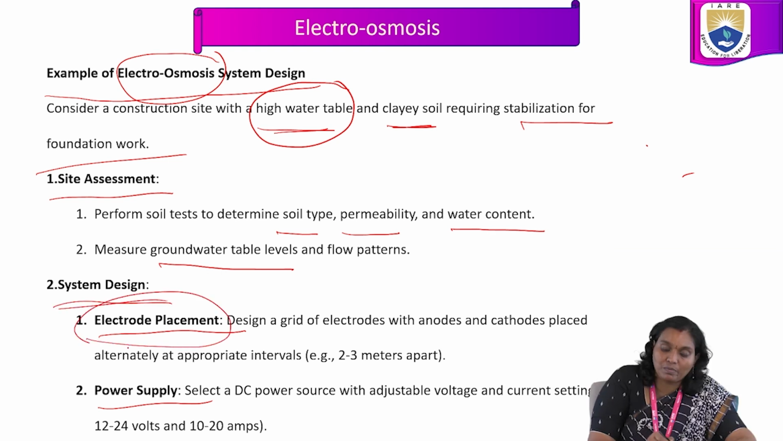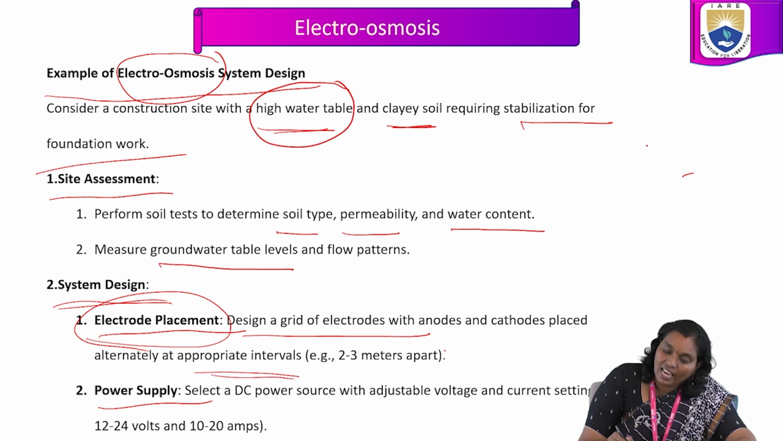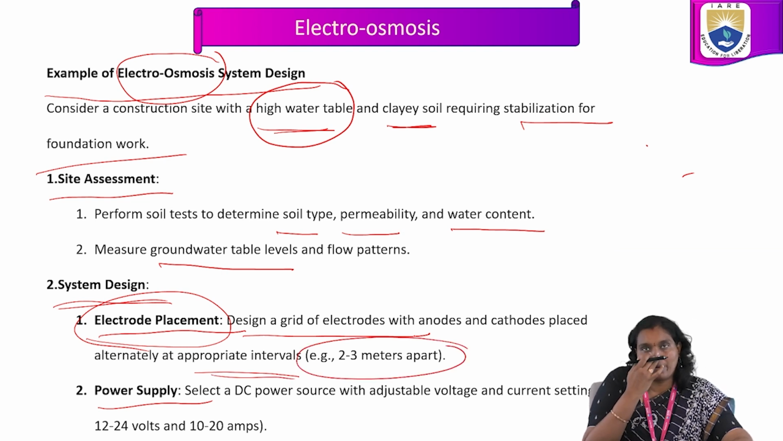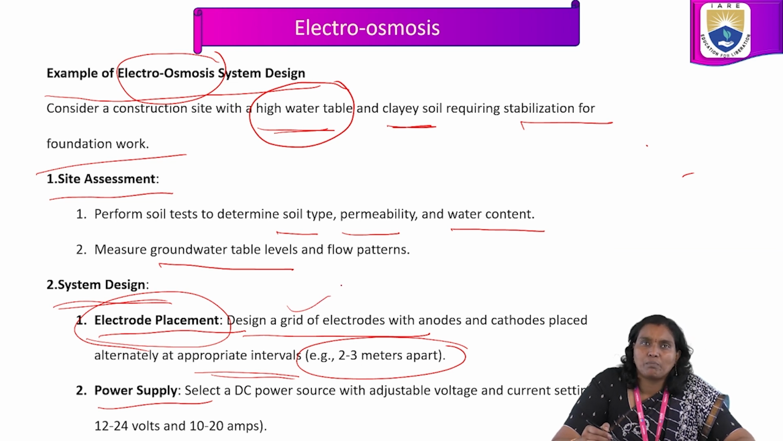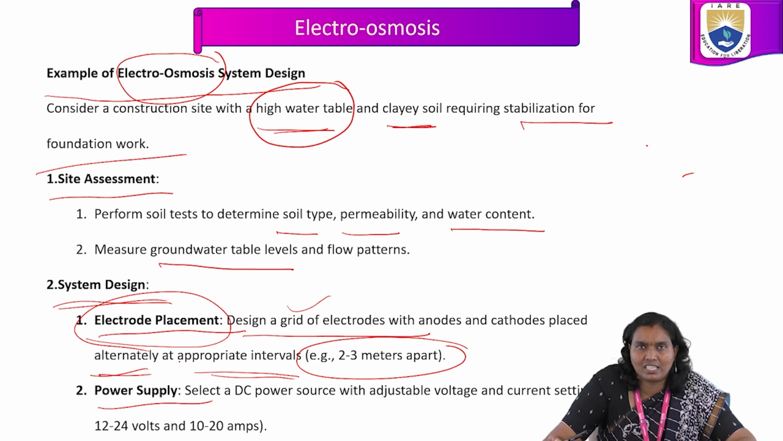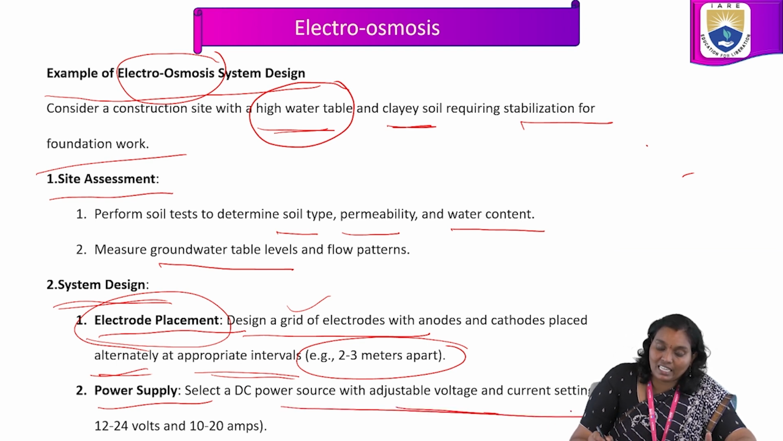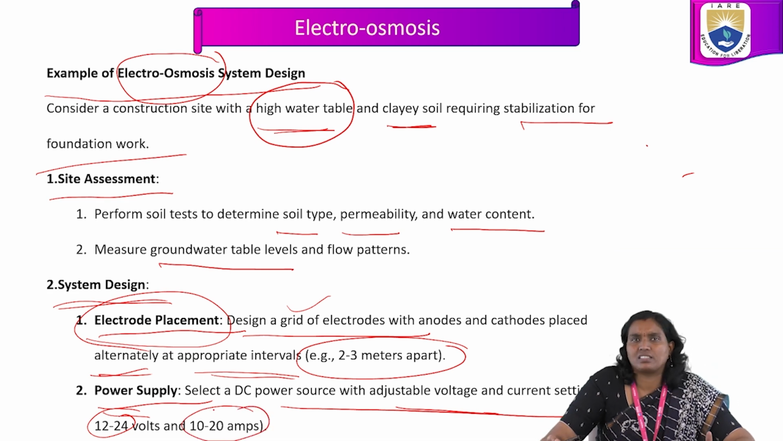So, in electrode placement, design a grid of electrodes with anodes and cathodes placed alternately at appropriate intervals, at least, for example, 2 to 3 meters apart. And the next one is power supply. Select a DC power source with adjustable voltage and current settings, for example, 12 to 24 volts and 10 to 20 amperes.